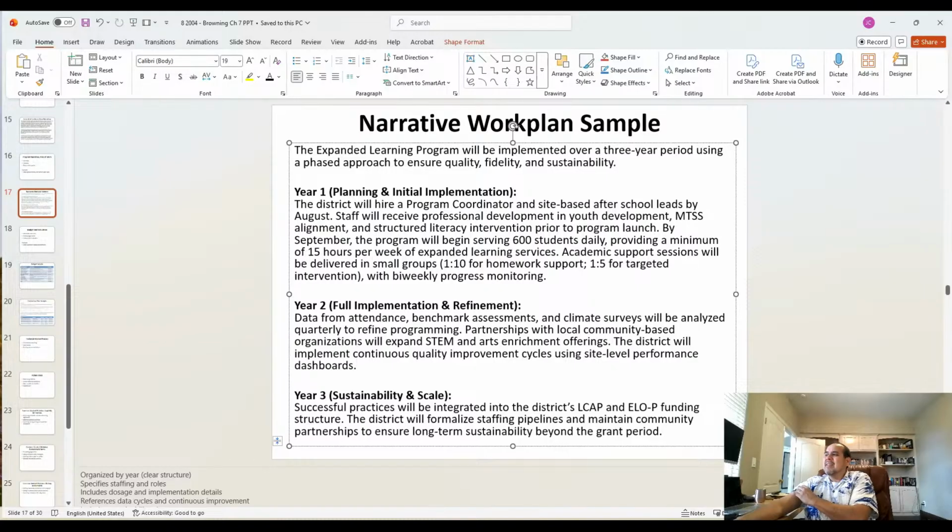The district will formalize staffing pipelines and maintain community partnership to ensure long-term sustainability beyond the grant period. What they're saying is that we know eventually the money's going to run out. We have a plan to continue this, and that looks really, really good for funders. They're like, hey, we just need to give them money for 3 years, and they already have a plan for how they're going to pay for it after that.